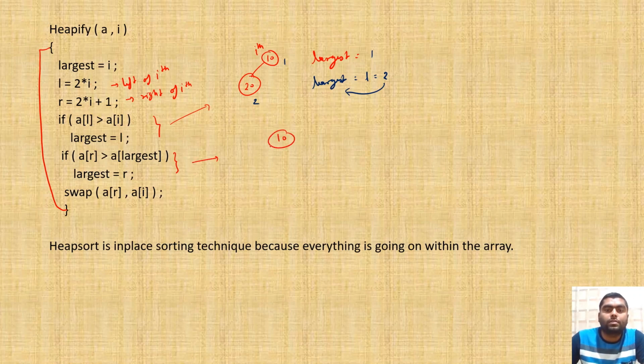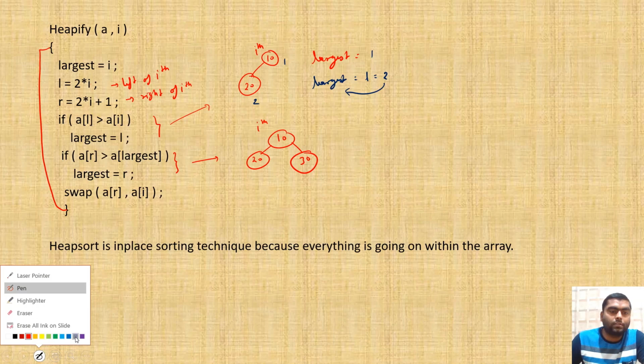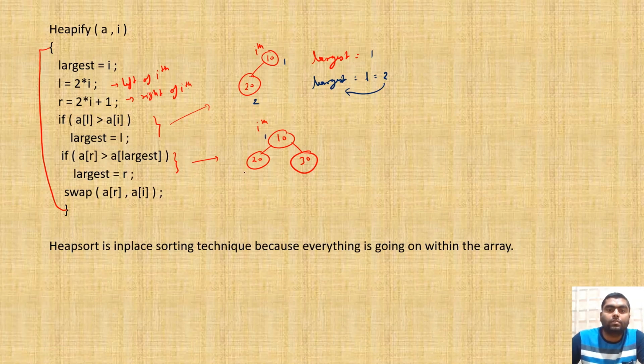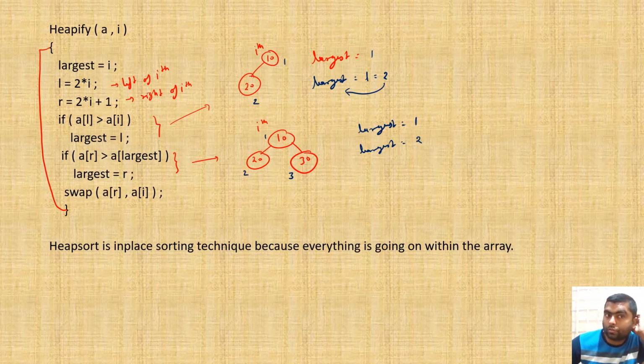let us suppose this is 10, this is 20, and this is 30. Indexes, what are the indexes? Let us suppose this is 1, this is 2, and this is 3. Okay, now what is largest? Initially the value of largest is 1, and finally this largest will be 2, because A of L, the left side, is greater than its ith node, so largest will be 2.